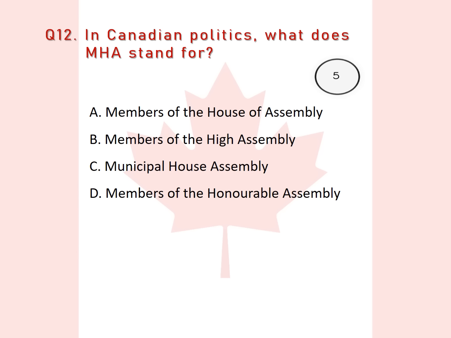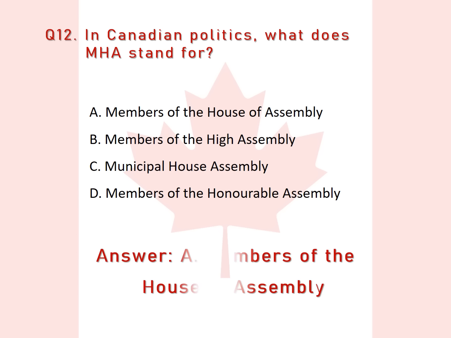In Canadian politics, what does MHA stand for? Option A, members of the House of Assembly. Option B, members of the High Assembly. Option C, Municipal House Assembly. Option D, members of the Honorable Assembly. Answer is option A, members of the House of Assembly.